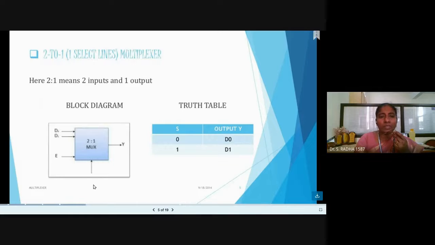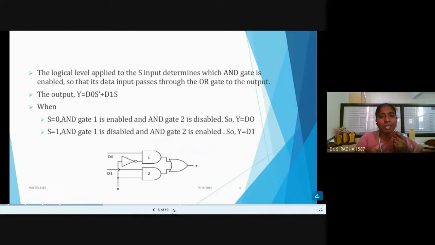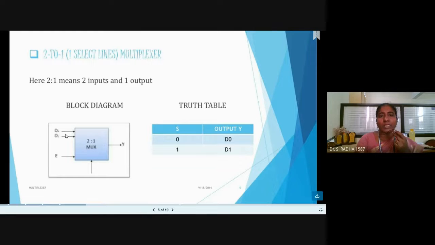Now I will go with 2 by 1 multiplexer. 2 inputs and 1 output is possible. And the inputs are D0, D1. You can see here inputs are D0, D1. And the selection line is S. Because the selection line is 1 bit, we can give only 0 or 1 for the S value. S value can be given either 0 or 1.